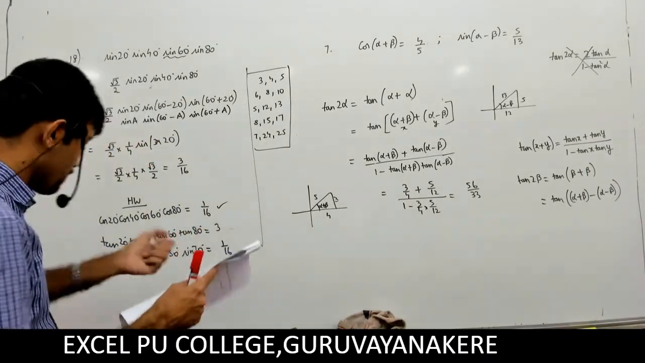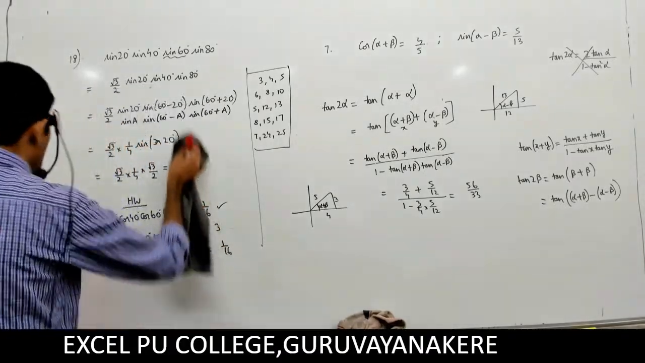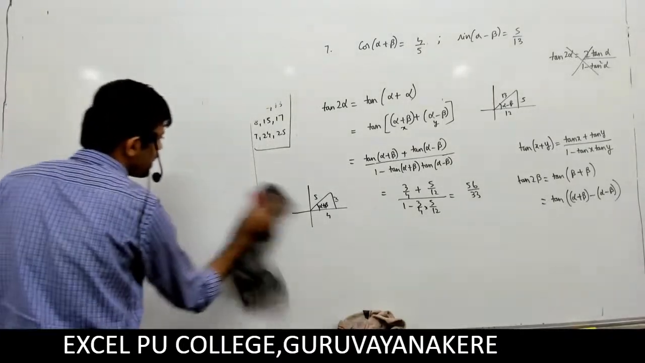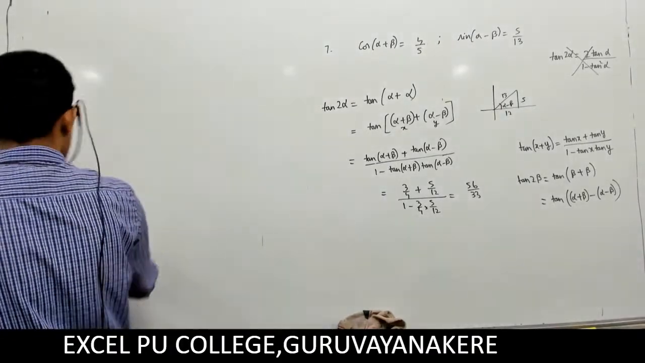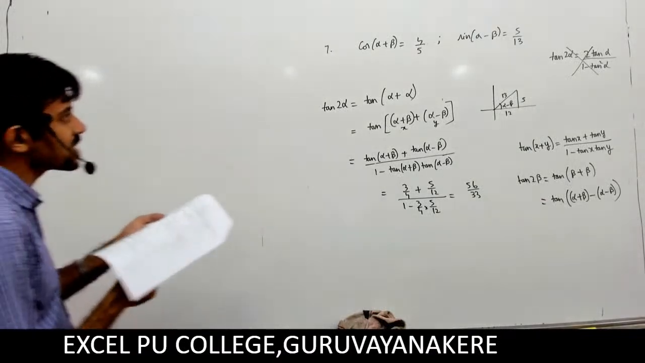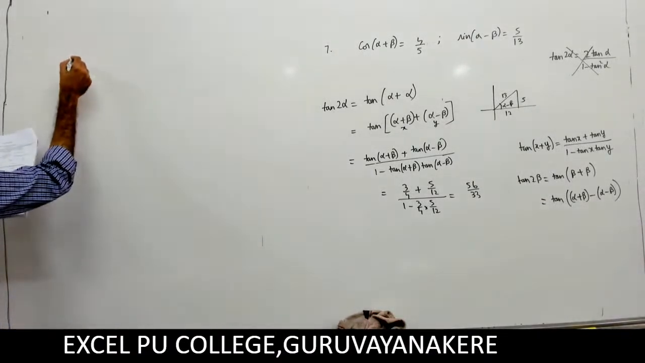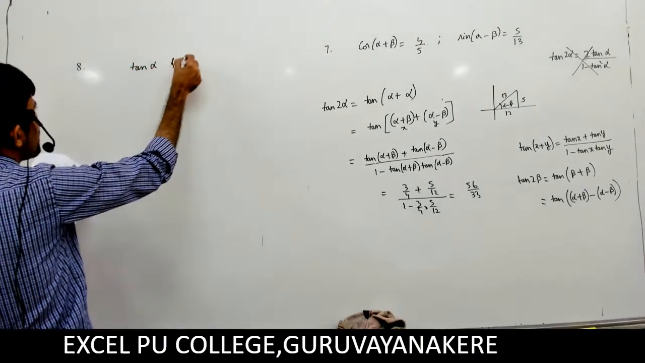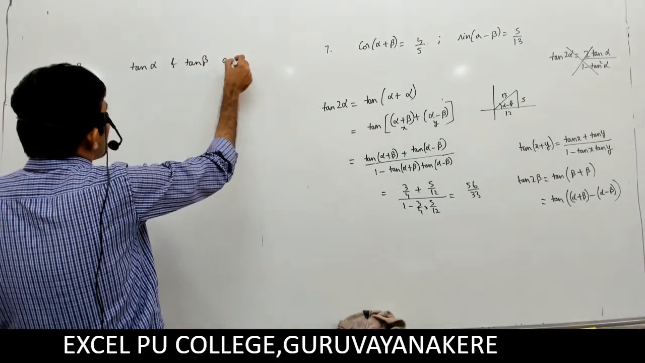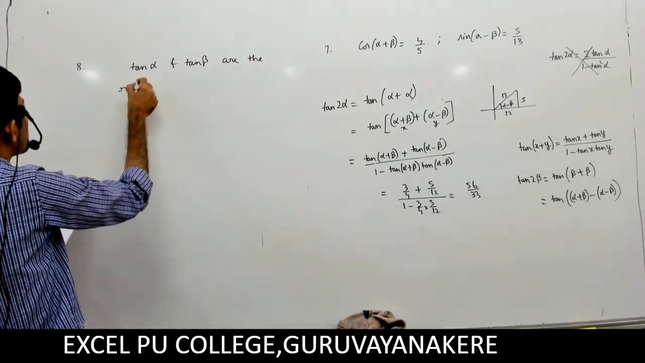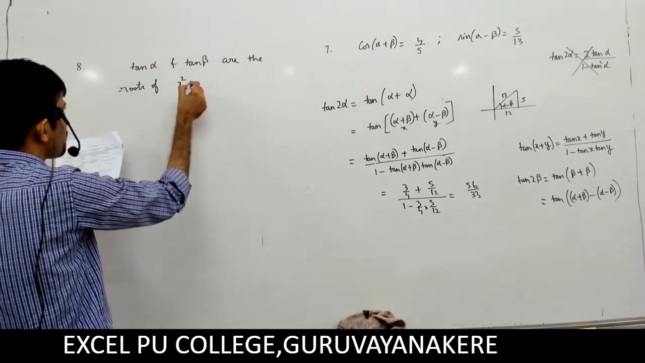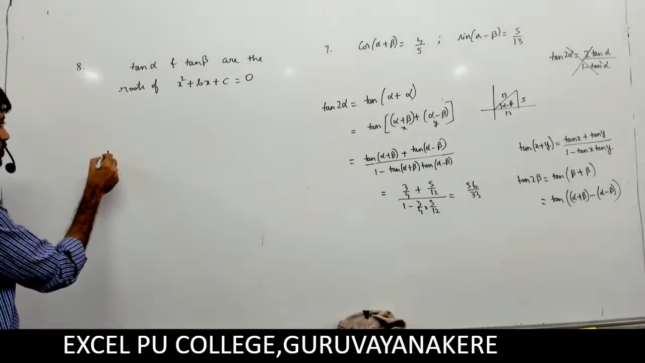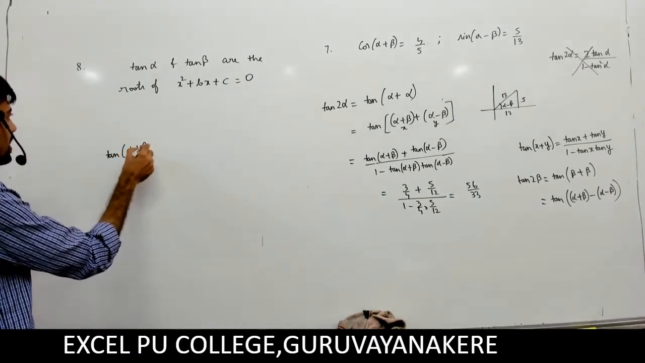Next, question number 8. Given that tan alpha and tan beta are the roots of the equation x square plus bx plus c equal to 0, b not equal to 0, find the value of tan of alpha plus beta. We need to find the value of tan of alpha plus beta.